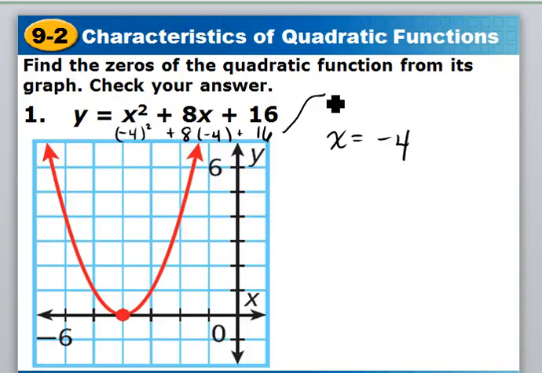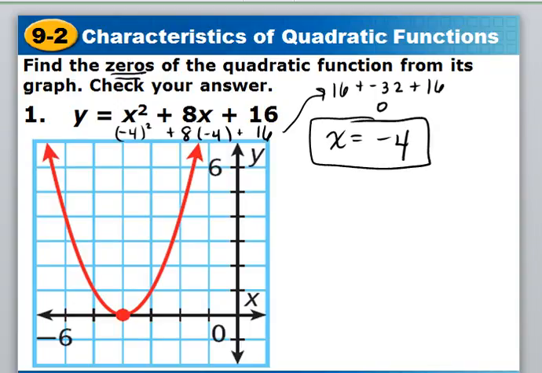And if we do that, which I did put a -4 there, I've got positive 16 plus -32 plus 16. And if you look, 16 and 16 makes 32, and 32 and -32 make the 0 that I was talking about. And so a zero is exactly that. It's when y equals 0. And the only solution then is x equals -4.